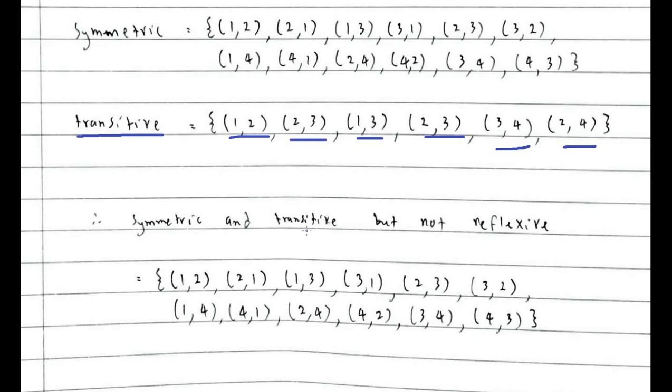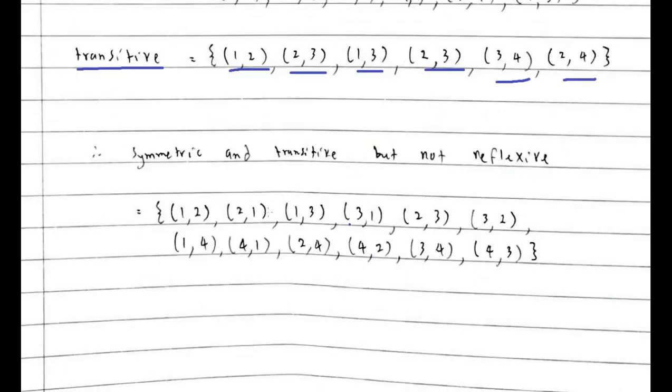So we combine symmetry and transitive relation, but we must check that all the elements must not have reflexive relation. So this is the final answer for symmetry and transitive but not reflexive relation. So we have 1, 2, 2, 1, 1, 3, 3, 1, 2, 3, 3, 2, 1, 4, 4, 1, 2, 4, 4, 2, and 3, 4, 4, 3.